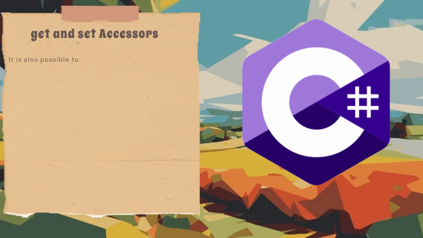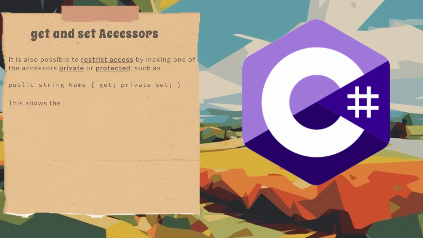It is also possible to restrict access by making one of the accessors private or protected. This allows the property to be read from outside the class but only modified within it.